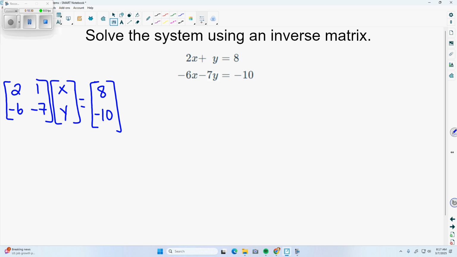Alrighty, so double checking my signs. Yep, things are looking good. Okay, so first thing I need to do is find the inverse of our coefficient matrix. 1 over that determinant, so multiply across that diagonal, so I'm looking at negative 14. Subtract across my other diagonal, negative 6. Don't forget, we got to do a little flippity-doo-dah here. Flipping some places, flipping some signs.